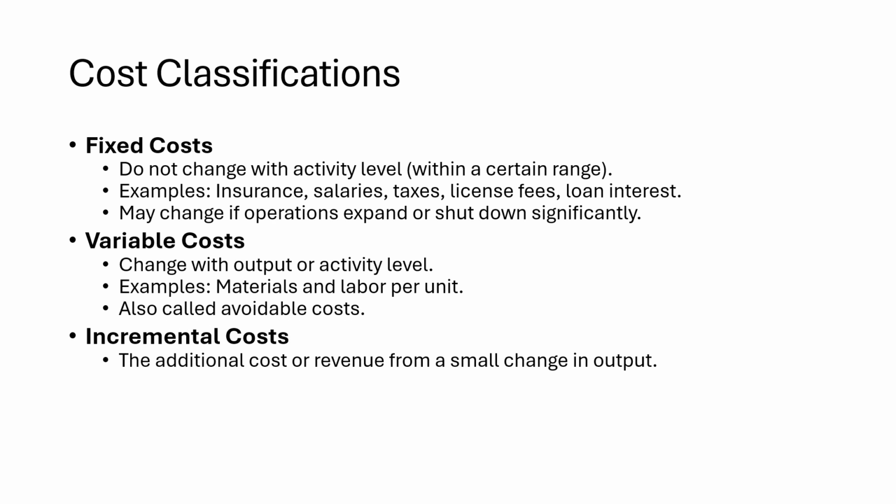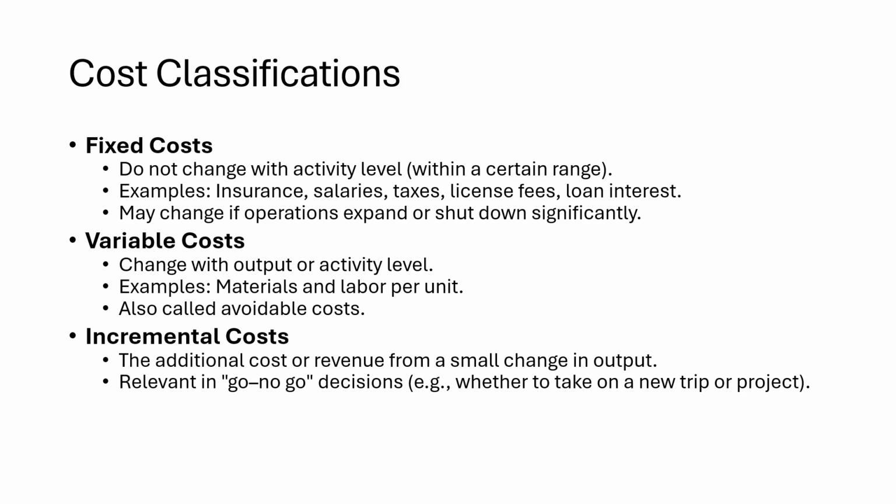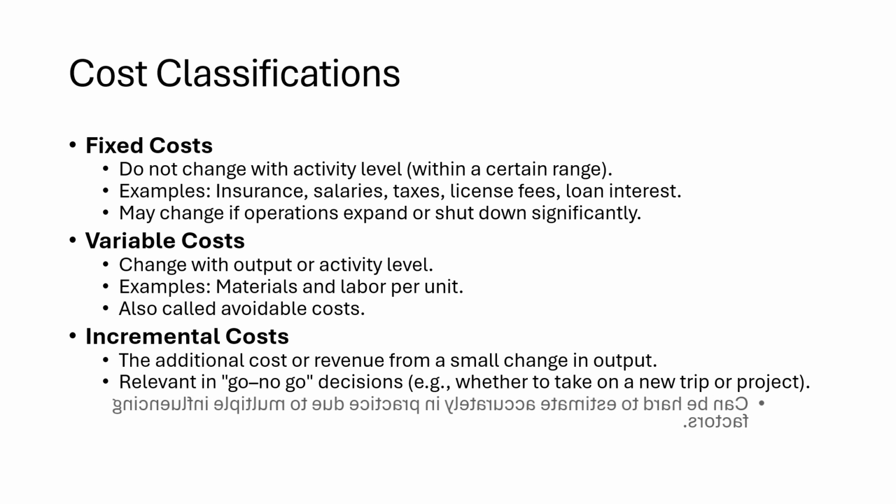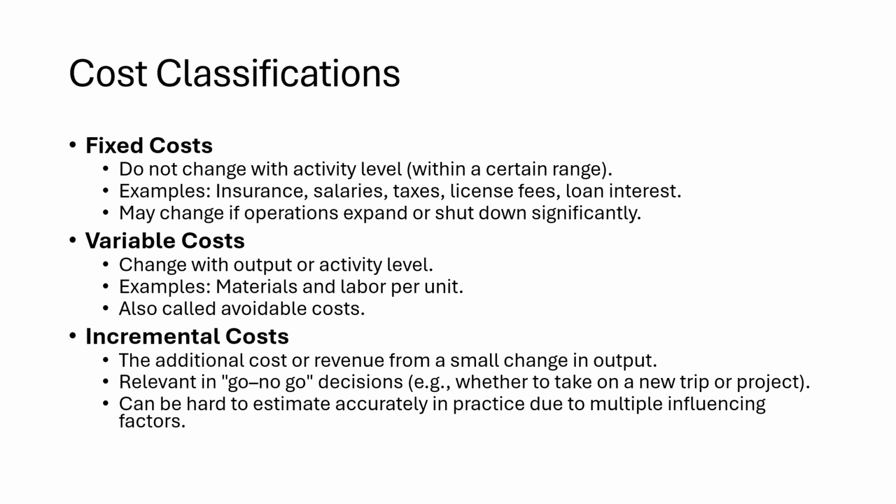Incremental cost is simply, as it says, how much additional cost or revenue you're going to earn by adding one more thing. Let's say whether to take a new project or not. It is sometimes difficult to estimate because you are using the existing facilities. So the cost of taking a new project is not fully calculated based on that particular project. You are still using some of the existing resources that you have.